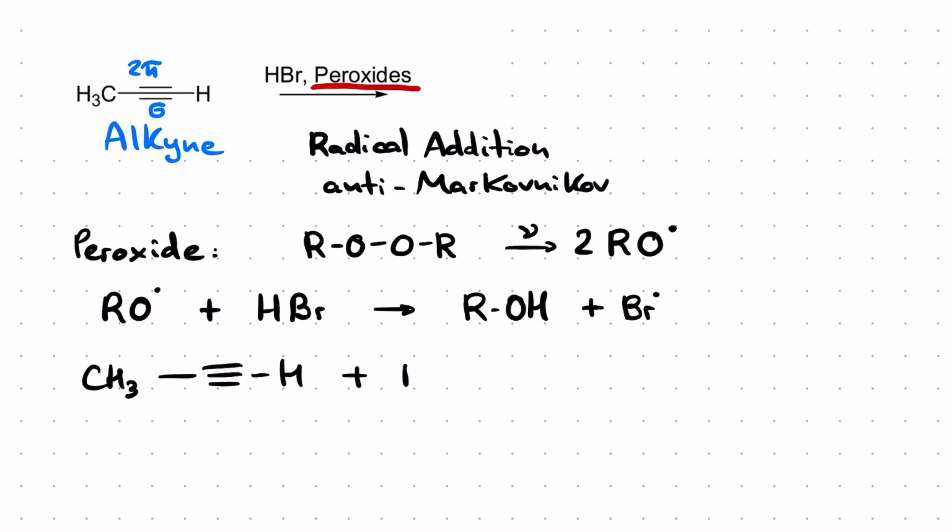However, if it binds the left carbon, a primary radical would be formed, and we know that primary radicals are less stable than secondary and tertiary radicals. That is why bromine binds only the right carbon atom, so that a secondary radical is formed.